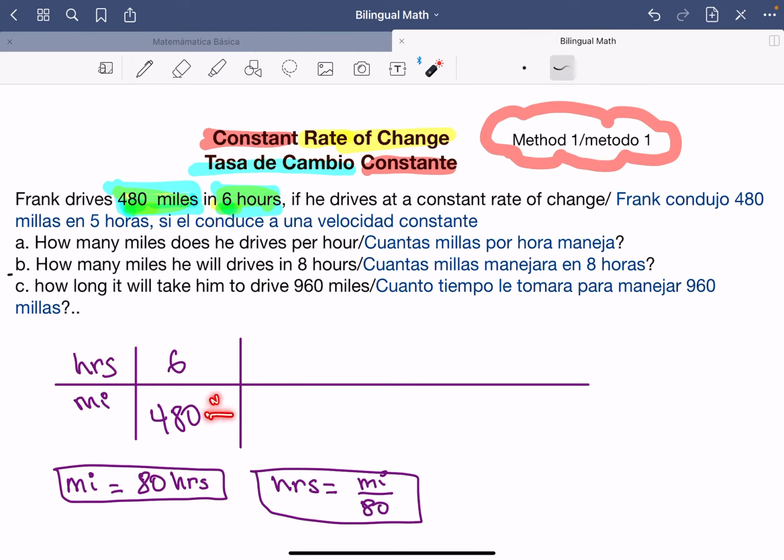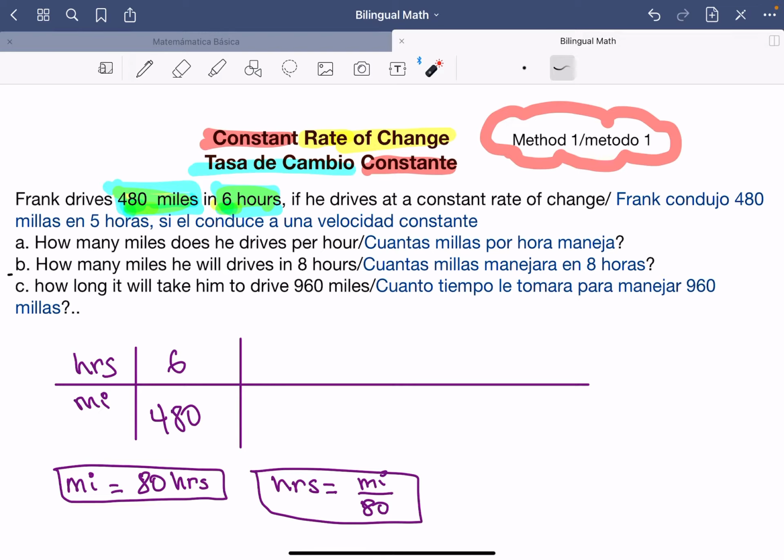So if I divide it by 80, 480 divided by 80. So that's how I got my number of hours. Number of hours. So again, 480 divided by 80 equals 6. So that's how I got right here. Okay, so now, question 1.